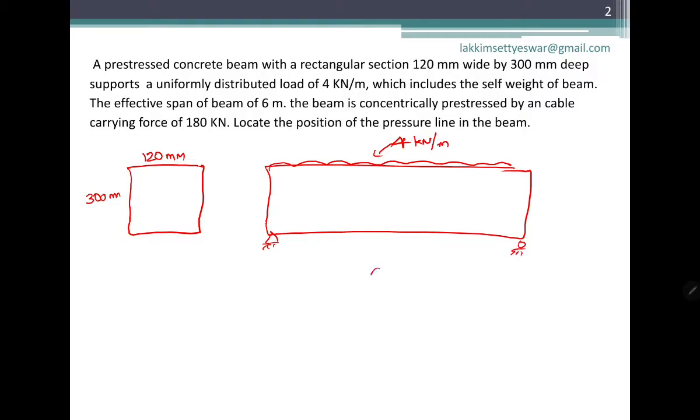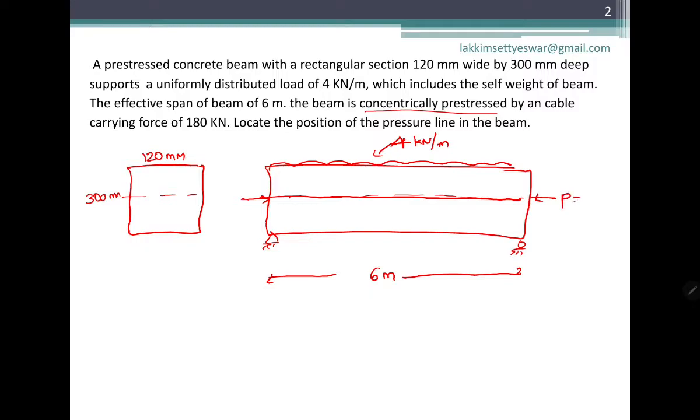The effective span of the beam is 6 meters and the beam is concentrically pre-stressed by a carrying effective force of 180 kN. So it is a concentric pre-stressing force, that is P is equal to 180 kN.